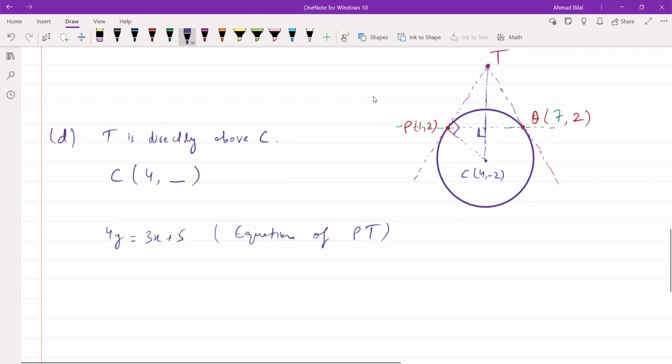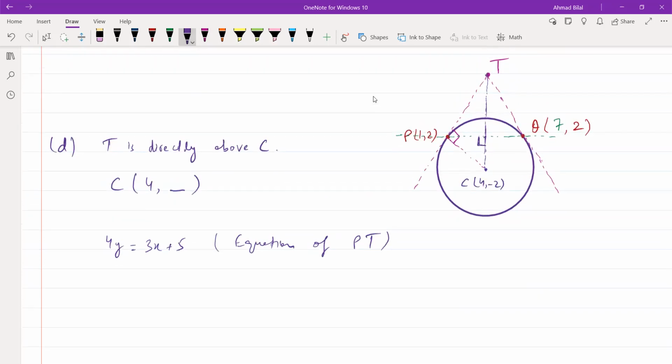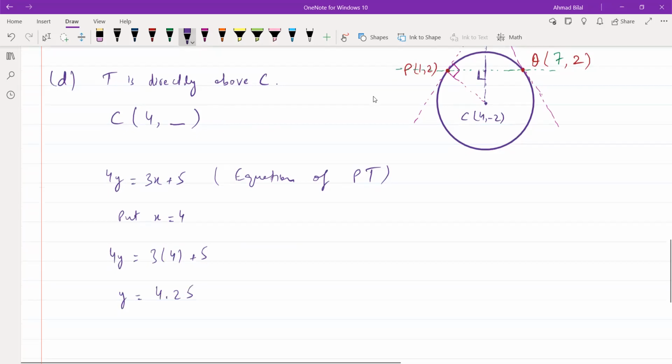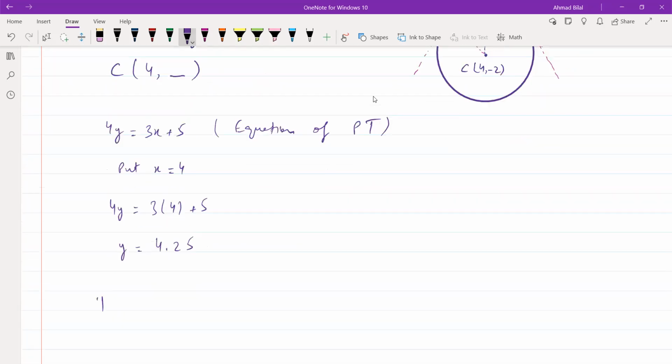You know its equation. Inside it, what do you simply do? You input x equals 4. At x equals 4, you find the corresponding value of y there, right? So you have 4y equals 3 into 4 plus 5, and y is 17 over 4, which is 4.25. So the coordinates of that point P therefore are 4 and 4.25.